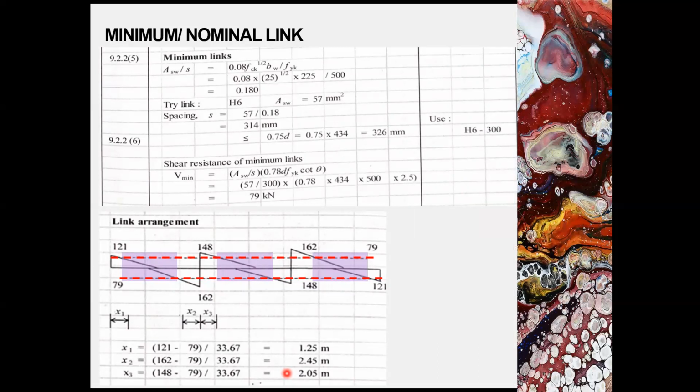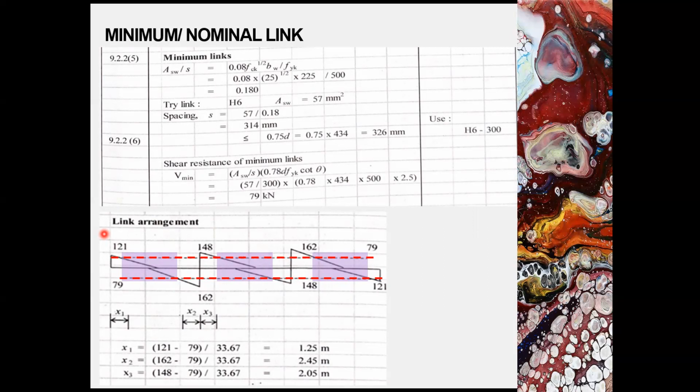Shear force is commonly maximum at the support. If you can see the shear force diagram here, it will be reducing when it is away from the support and 0 near midspan. It is not necessarily for us to provide the shear link throughout.